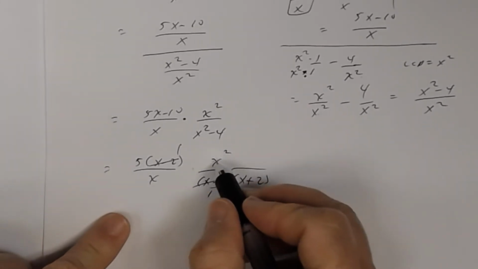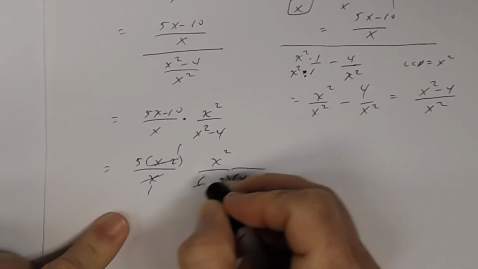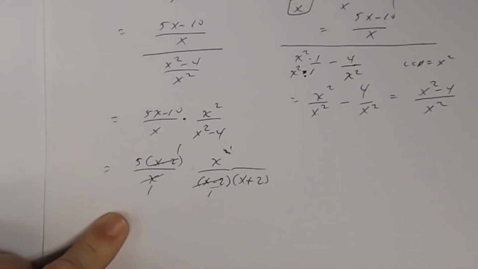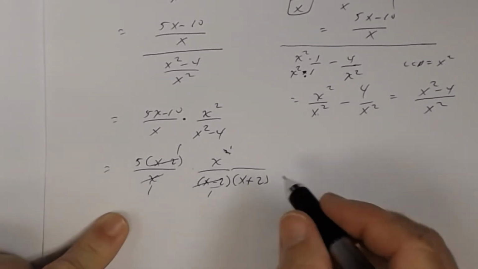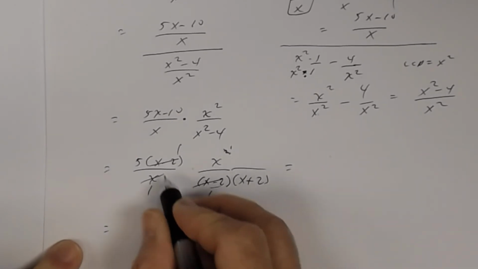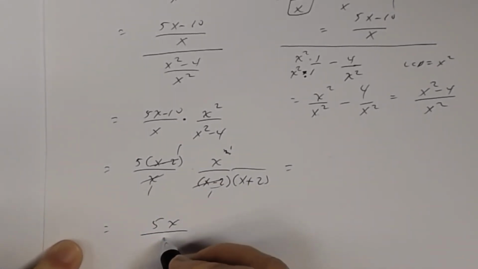Now here I have two factors of x. I have one down here, so I can reduce that. So that becomes a factor of 1, and then I'm left with just one factor of x. And that's all you can do. So the answer is going to be 5 times 1 times x, which is 5x, and then 1 times x plus 2 is x plus 2. So that's your answer.